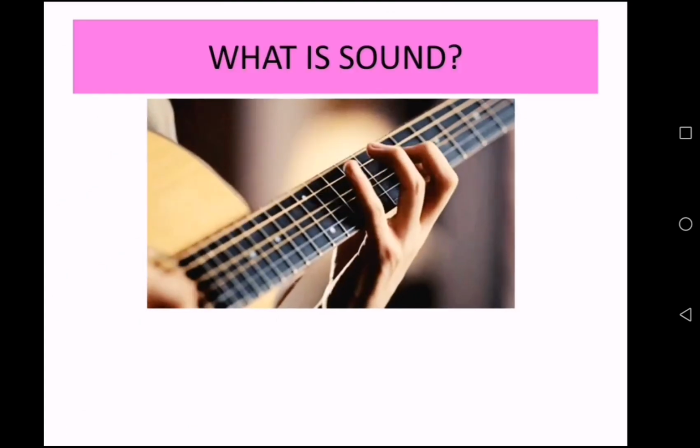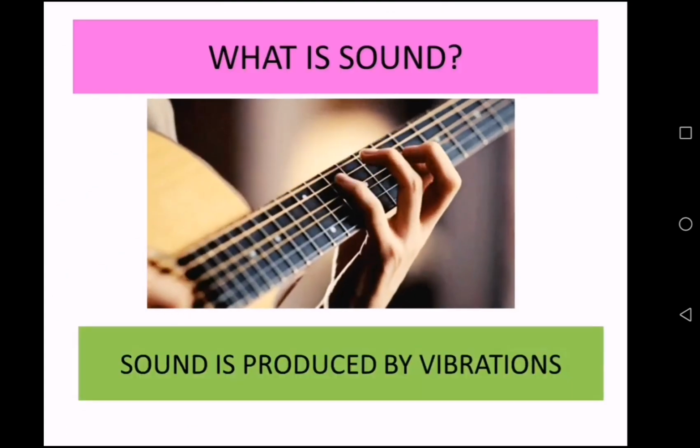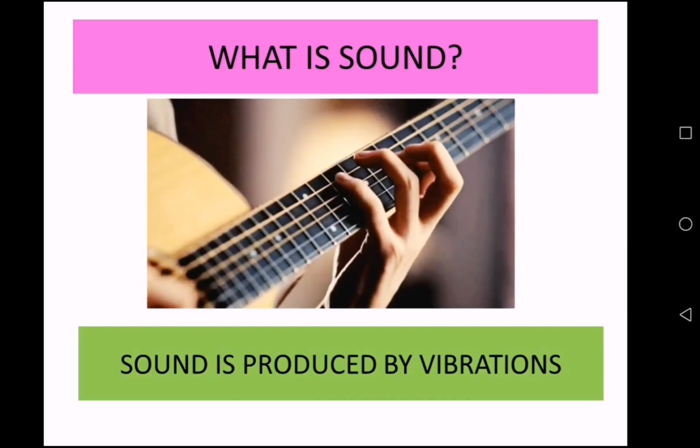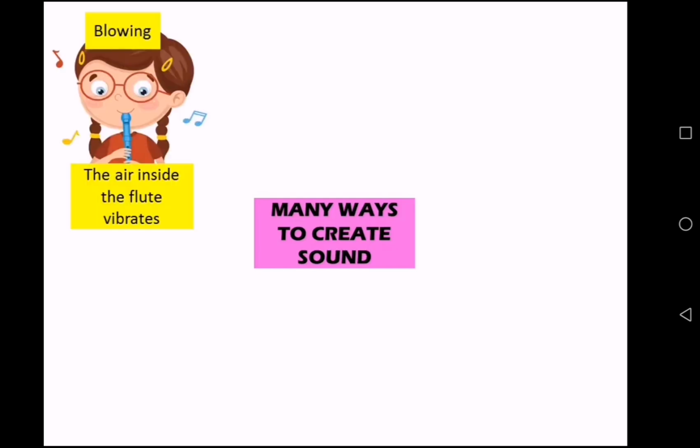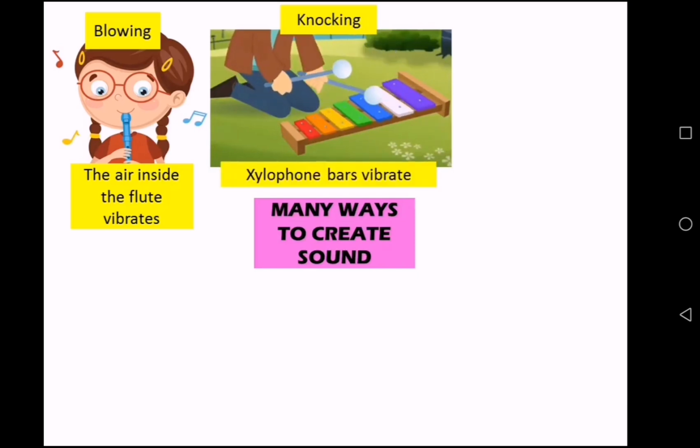What is sound? Sound is produced by vibrations such as the strings of the guitar being plucked here. There are many ways to produce sound such as blowing. When we blow a flute, the air inside the flute will vibrate and will produce sound. Knocking. Xylophone bars will vibrate and produce sound when we knock it.